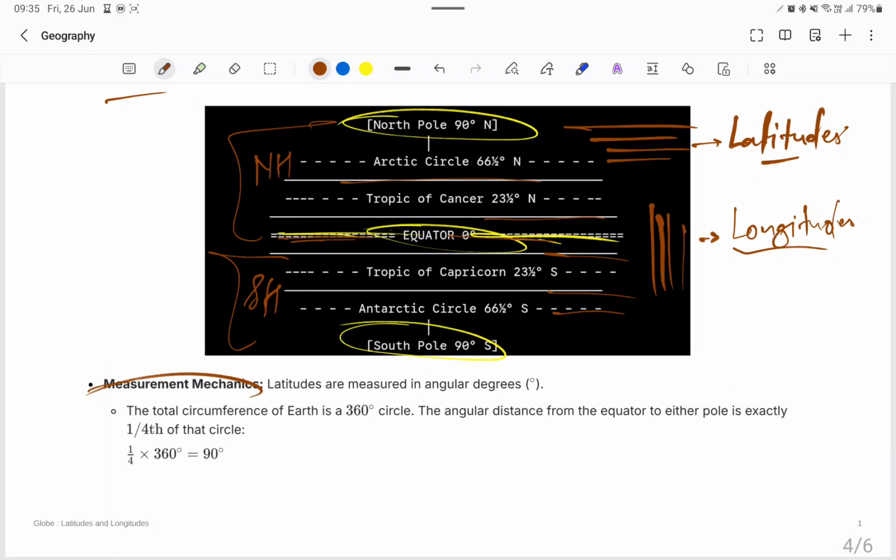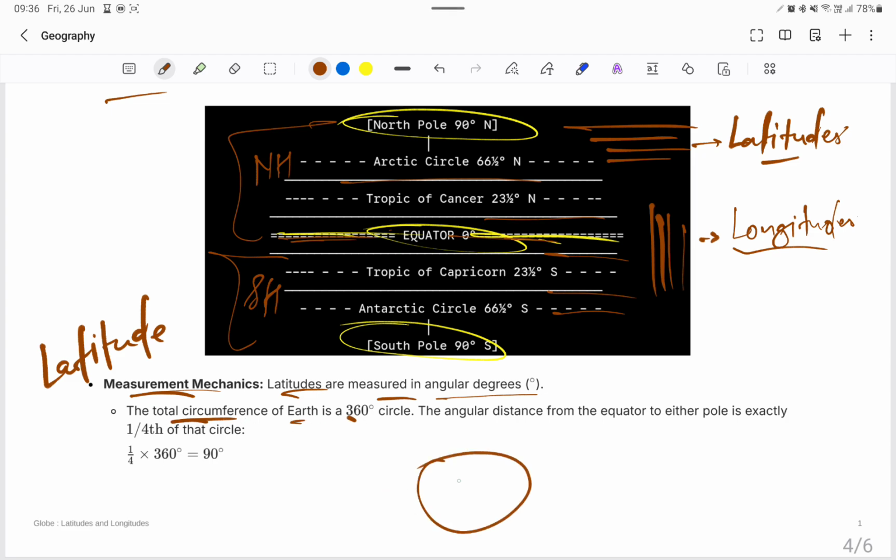Next one, we have the measurement mechanism. What we have to measure and how we can measure it. Latitudes are measured in angular degrees. So we have to measure latitudes. Latitudes are measured in angular degrees. So the total circumference of earth is 360. This is earth, and this whole earth is about 360 degrees.